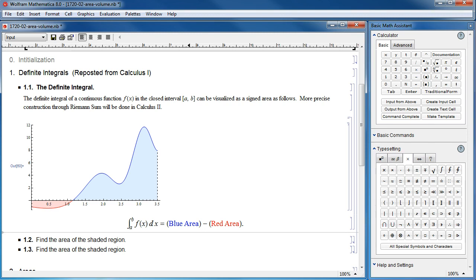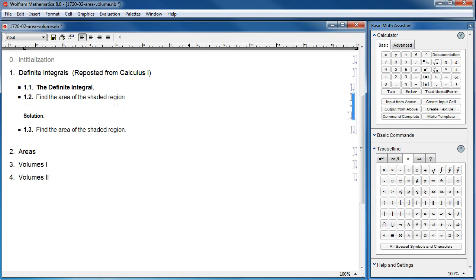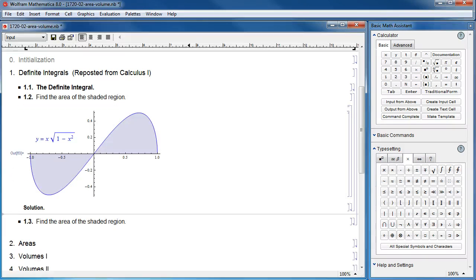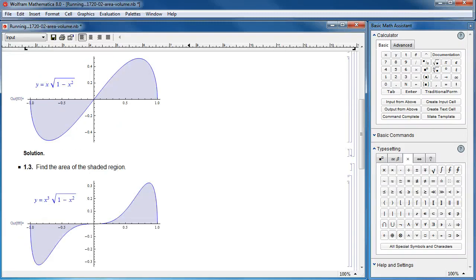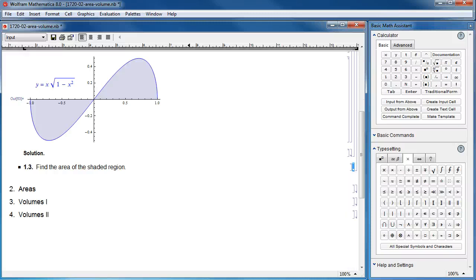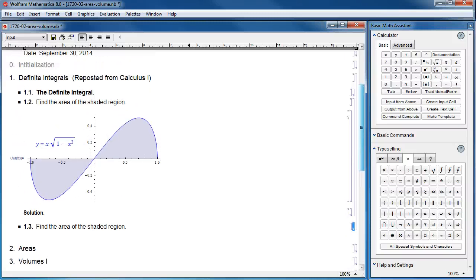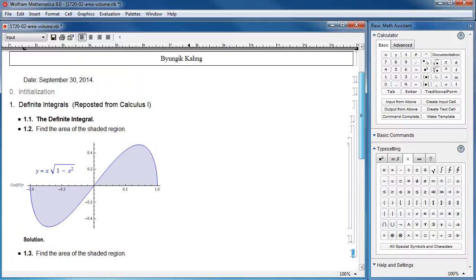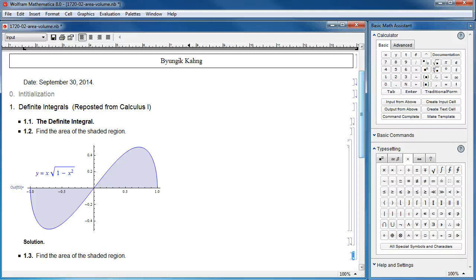In fact, we have already done this kind of problem in Calculus 1, kind of like this, and kind of like that. Let's talk about the first problem only, leaving the second problem, which is a little bit harder, as an exercise to the students. How do we find out the area?